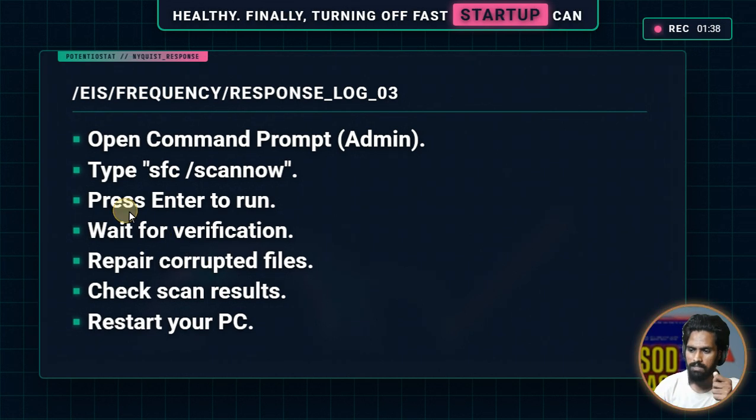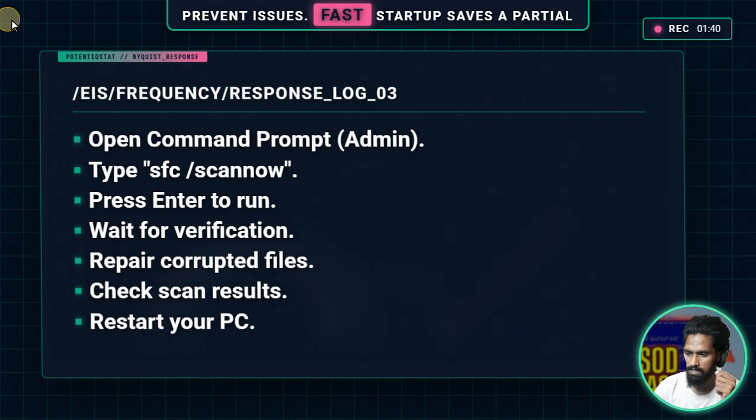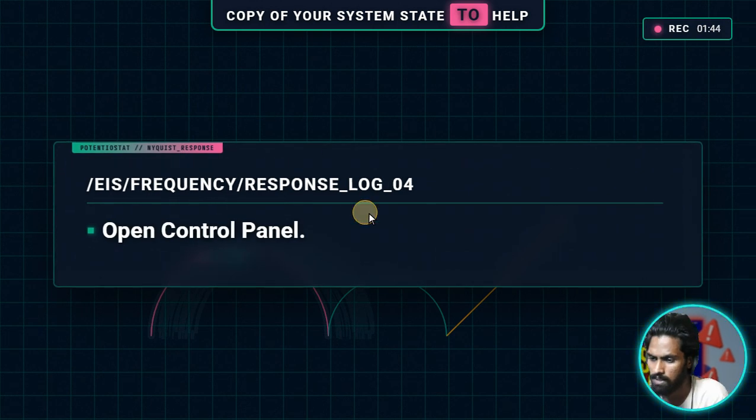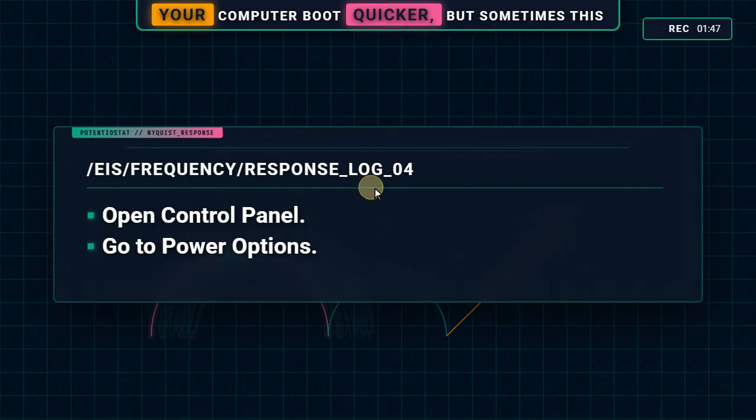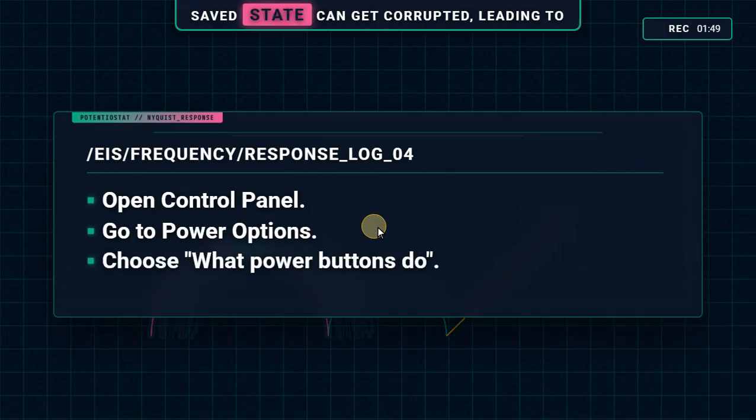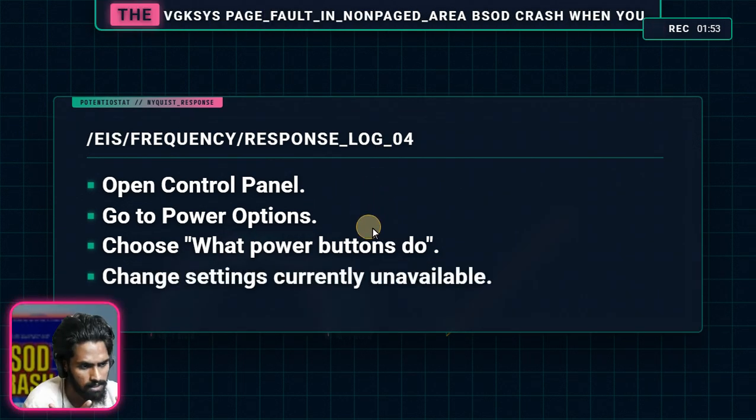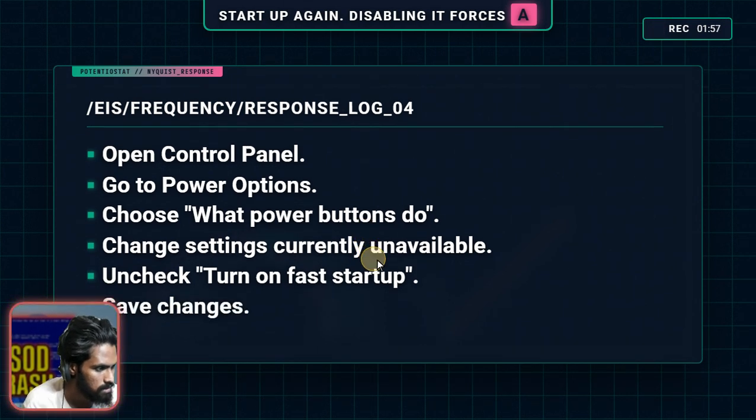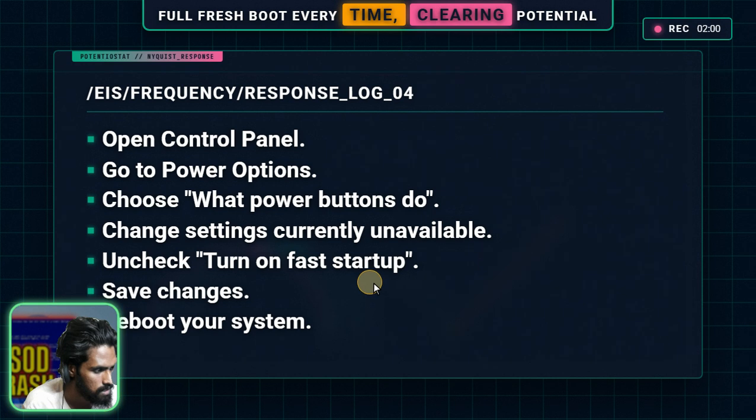Finally, turning off fast startup can prevent issues. Fast startup saves a partial copy of your system state to help your computer boot quicker. But sometimes this saved state can get corrupted, leading to the Vgksys BSOD crash when you start up again. Disabling it forces a full fresh boot every time, clearing potential problems.